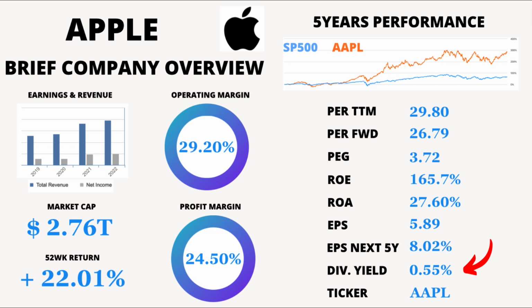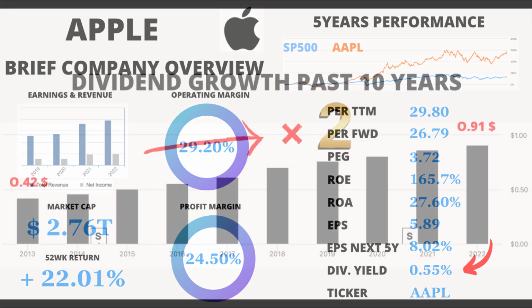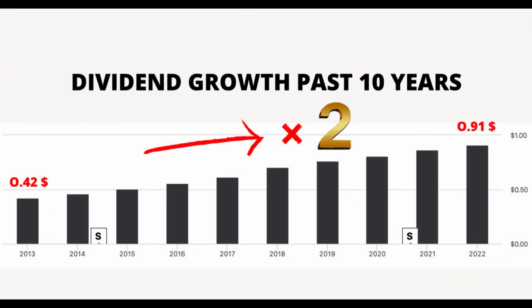The dividend yield is a percentage that represents the dividend income investors receive relative to the stock price. Apple's dividend yield is currently 0.55%, meaning investors receive 0.55% of the stock's price as dividends. This meant almost $1 a year in dividends in 2022.